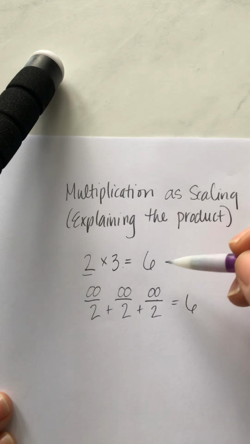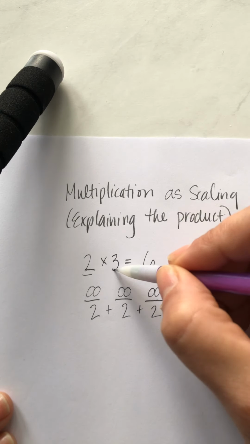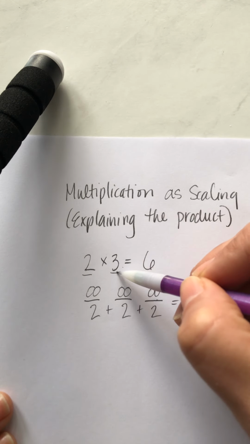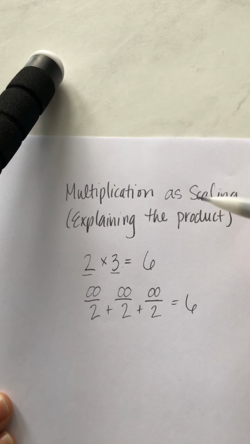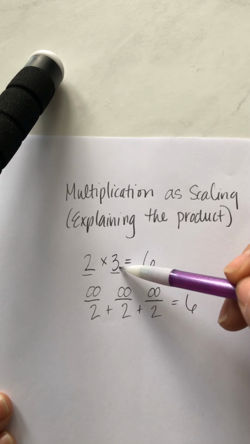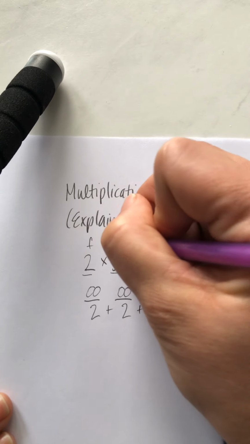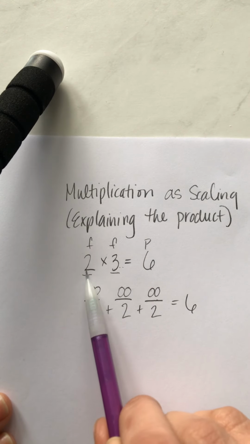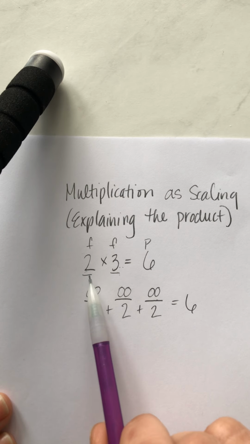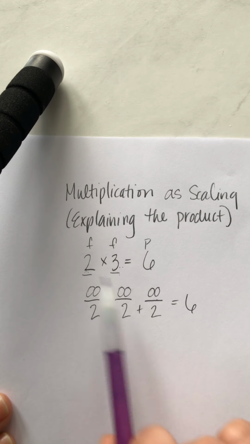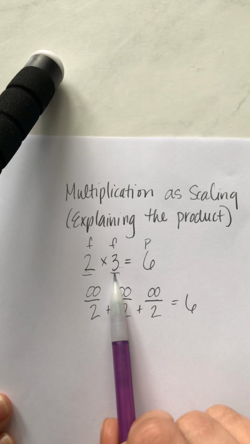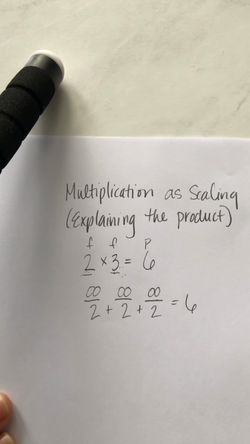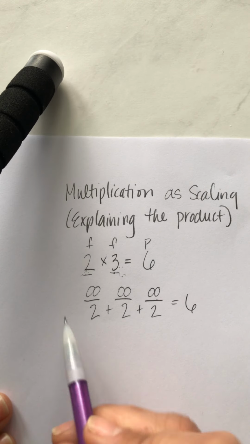So 2 is less than 6, and 3 is less than 6. So when you multiply 2 and 3 together, you're going to get a product that is more than both of those factors, right? This is a factor, this is a factor, this is the product. Because 2 is greater than 1 and 3 is greater than 1, your product is going to be greater than both those factors. Now that sounds confusing, but when you really think about it, it's pretty simple.